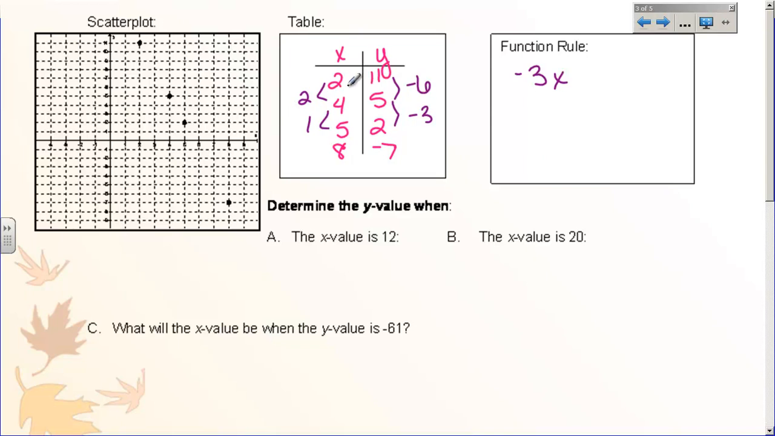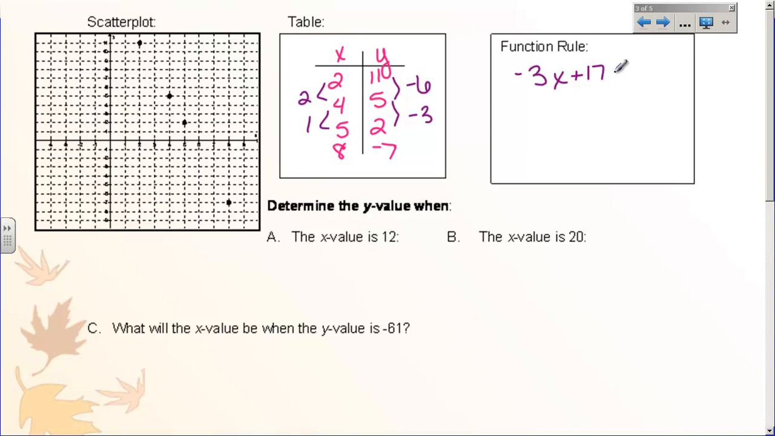So negative 3 times 2 gives me negative 6. But I need a positive 11. So in order for that to happen, I need to add 17. Okay, to get from a negative 6 to a positive 11, I have to add 17 for that to work. So here is my function rule, or my rule for my thing.